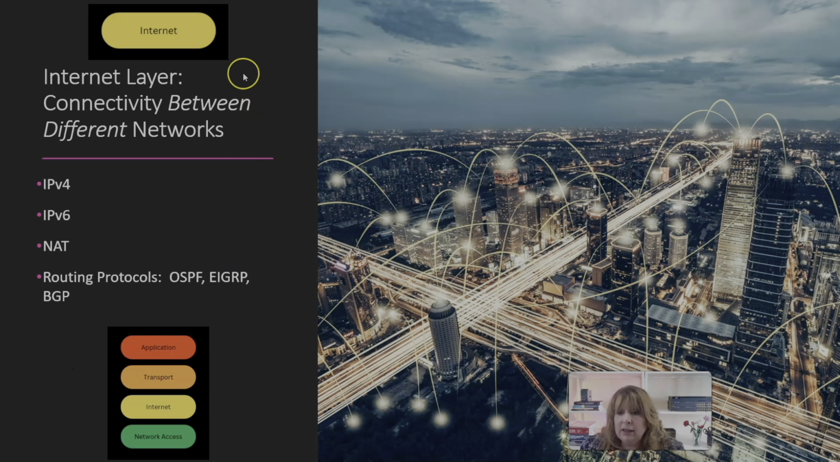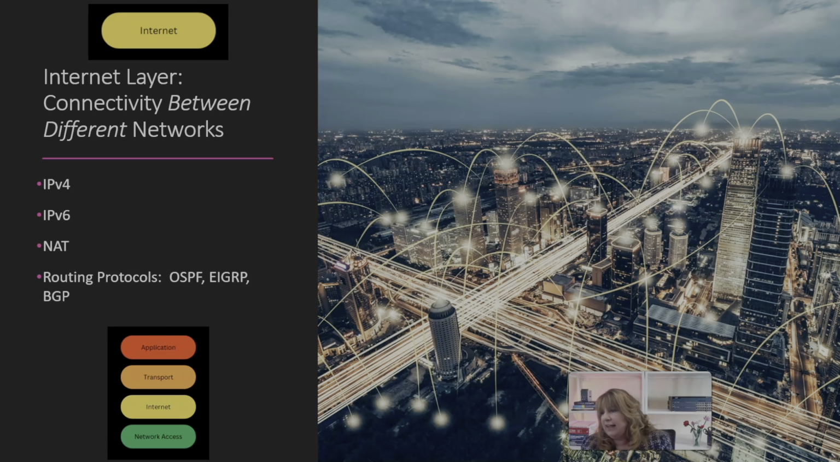Okay, so the internet layer is connectivity between different networks. That's the key here. We have IPv4, IPv6, NAT, network address translation, and our routing protocols. Some of those are OSPF, EIGRP, and BGP. By the way, this is one of my favorite layers. I think it has the most interesting protocols. It's fun. It's so fun.